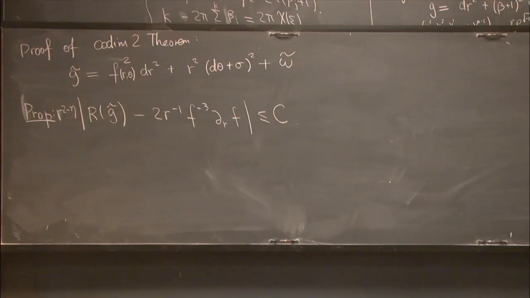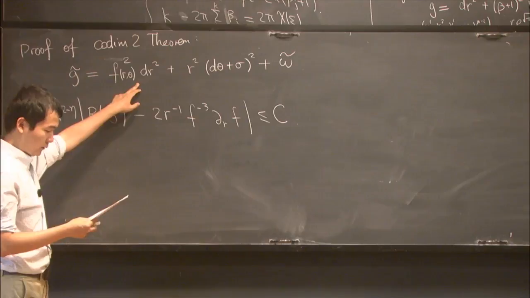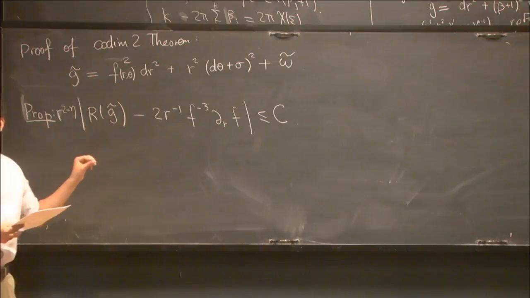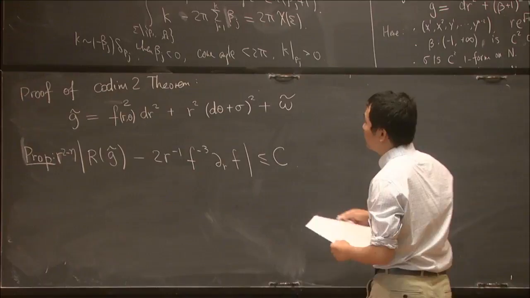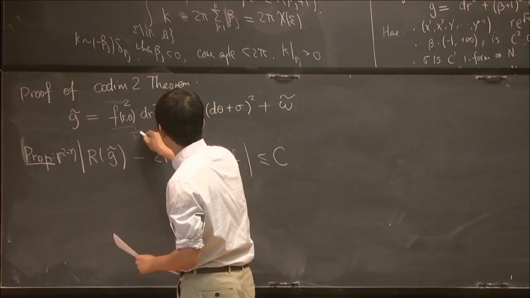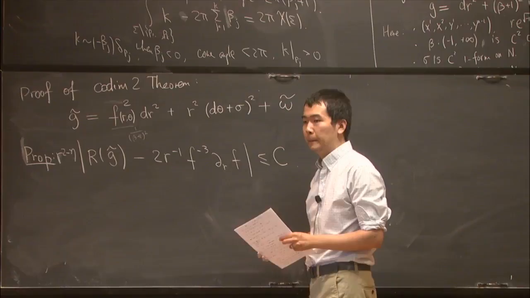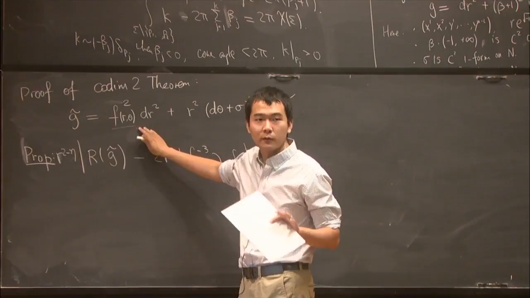I'm sorry, can you repeat the question? Does this F square the coefficient of dr square or the coefficient of d theta plus sigma? No, it's the coefficient. What happens to theta? Yeah, beta. Yeah, in reality, F is like 1 over beta plus 1 squared. So this is for notation simplicity. Yeah, that's a good point. Thank you.